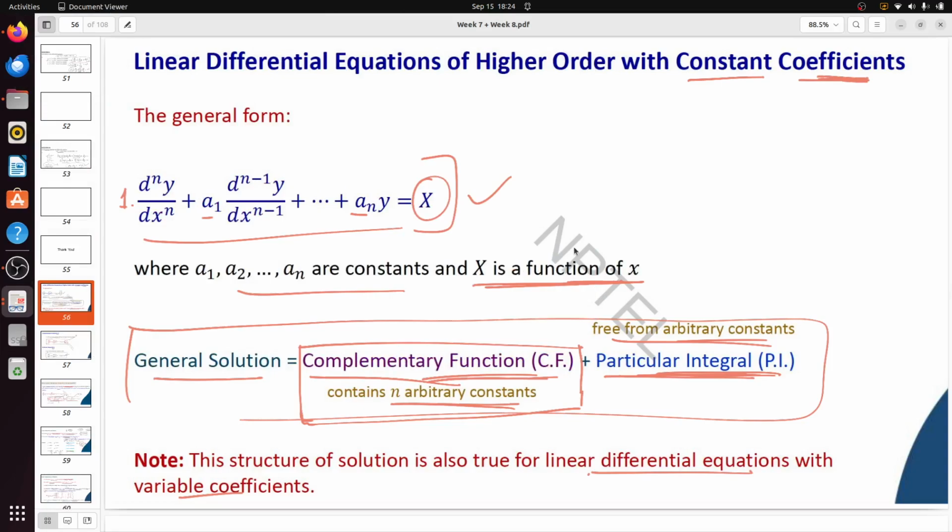So, in today's class, we will discuss the basics of linear differential equations of higher order with constant coefficients. First of all, what do we actually mean by saying linear differential equations? First of all, we should know what we actually mean by saying linear.